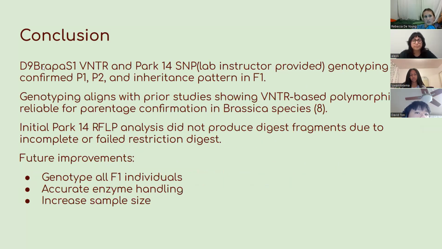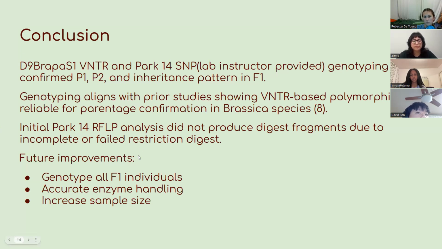For our molecular analyses, the D9B RAPA S1 VNTR and Park14 SNP genotyping confirmed the P1, P2, and inheritance pattern in F1. Genotyping aligns with prior studies showing VNTR-based polymorphism was reliable for parentage confirmation in Brassica species. Our initial Park14 RFLP analysis did not produce the expected digest fragments due to incomplete or failed restriction digests.